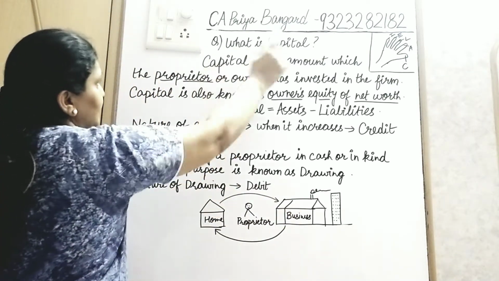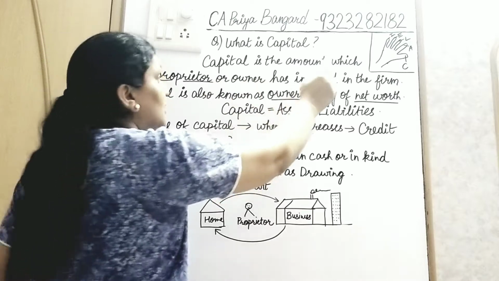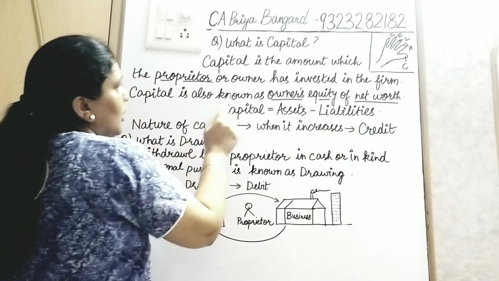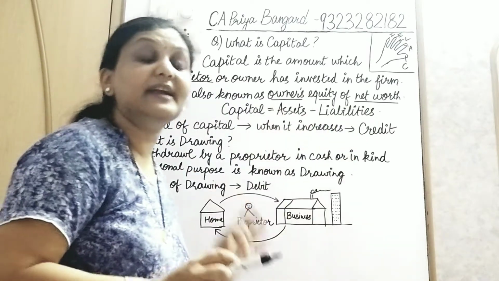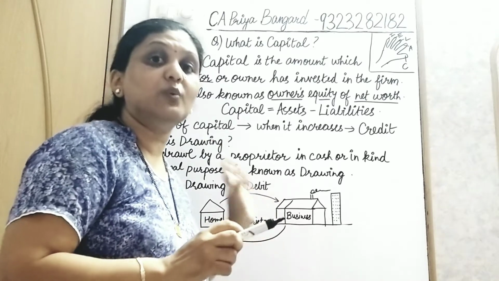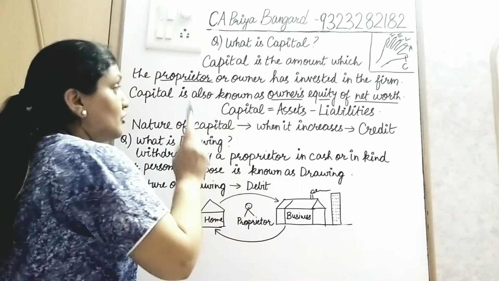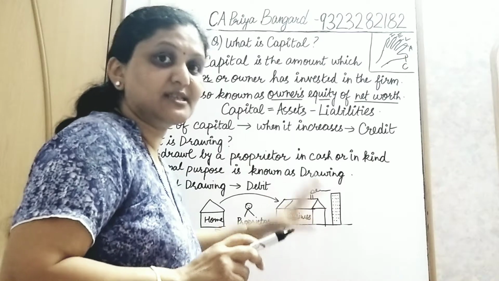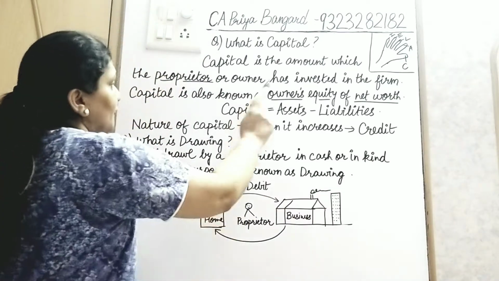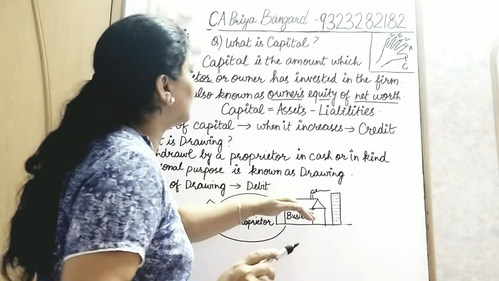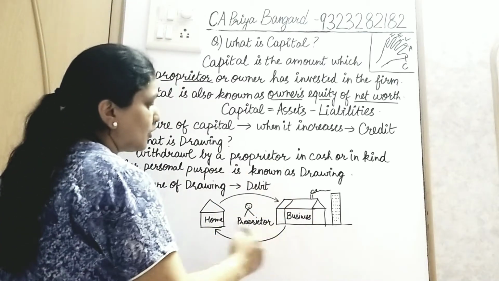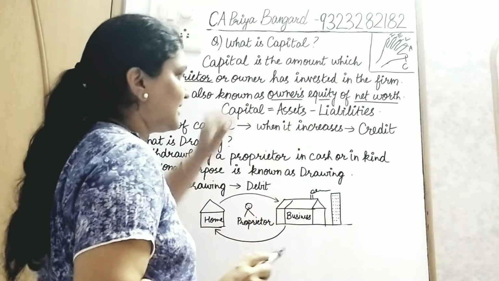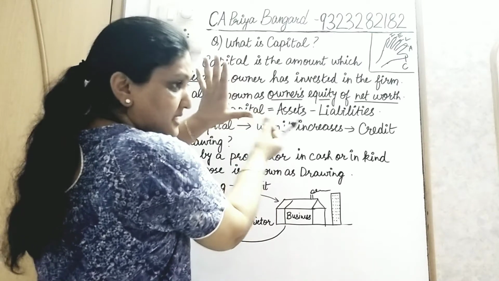So now what is capital? Capital is the amount which the proprietor or owner has invested in the firm. Capital is also known as owner's equity or net worth. Owner's equity or net worth, you have to remember the name, and you have to also remember the formula. Capital is equal to assets minus liabilities. We will discuss what are assets and liabilities. So for now, whatever you invest in your business from your house, you being known as the proprietor of the business, that is known as capital, and capital is equal to assets minus liabilities. I am talking about this thumb, that is capital.